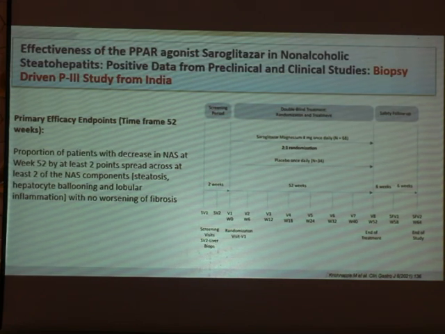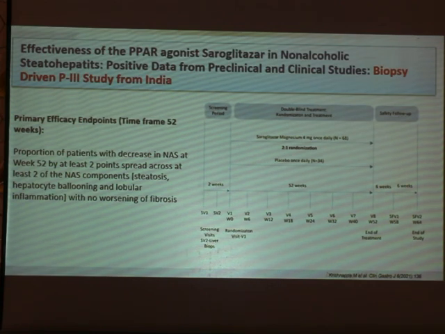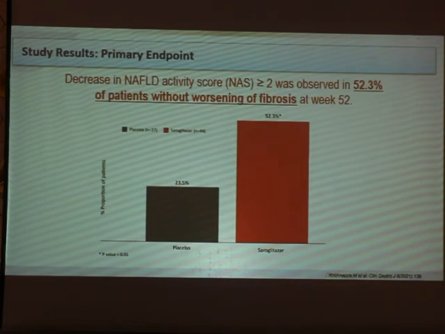Now, looking at the effectiveness of semaglutide in non-alcoholic steatohepatitis, this is the data from preclinical and clinical studies. This was biopsy-driven as well and involved patients in India. So the primary efficacy endpoint was the proportion of patients with a decrease in the NAS score at week 52 by at least 2 points spread across at least 2 of the NAS components. So we had the initial screening period, and then double-blind randomization, and then the follow-up period of around 12 weeks. Patients between 18 and 65 years of age were taken, and histological confirmation of NASH without cirrhosis was done. And NAS of more than 4 with a score of at least 1 in each component was taken.